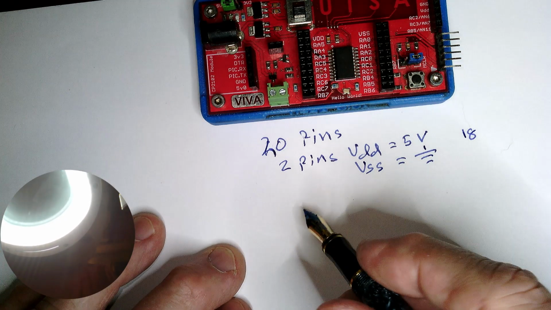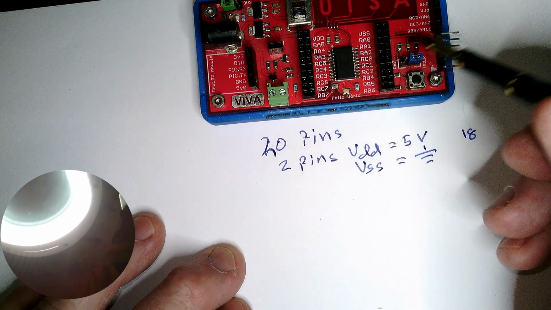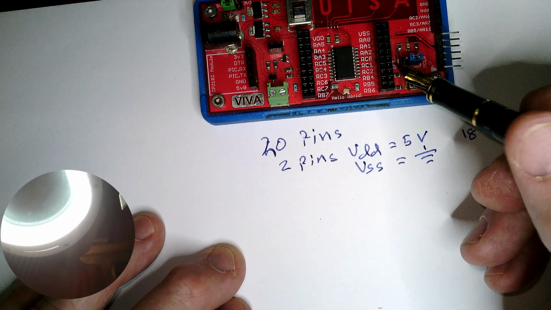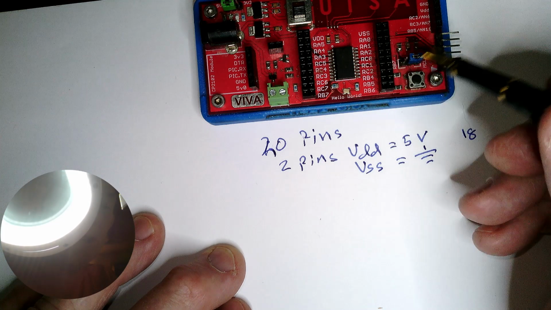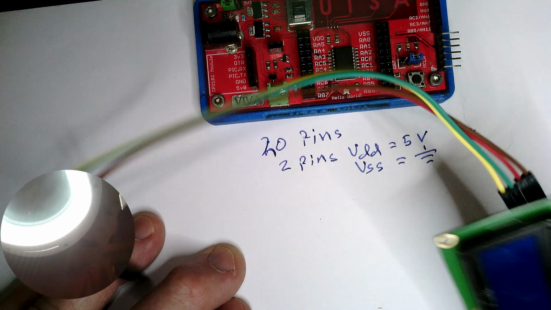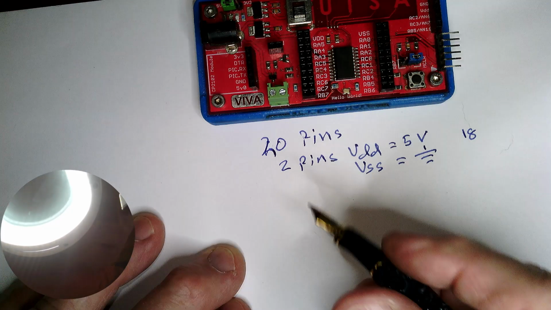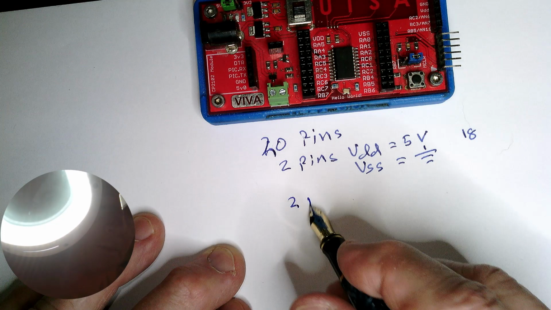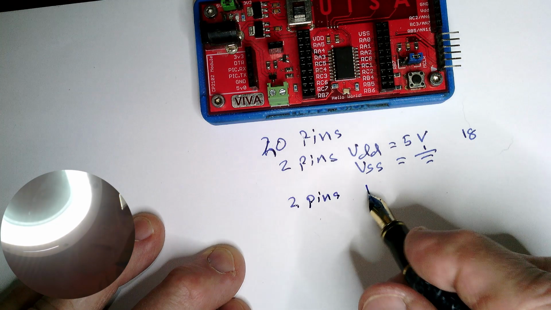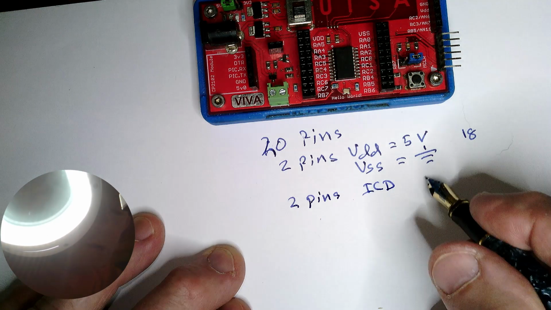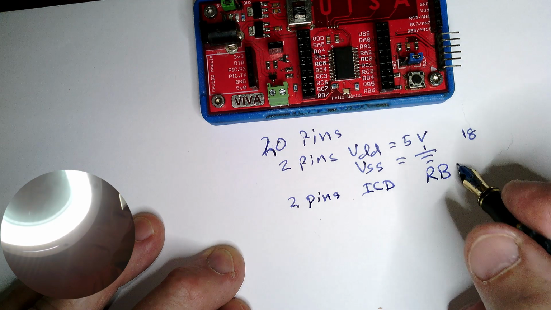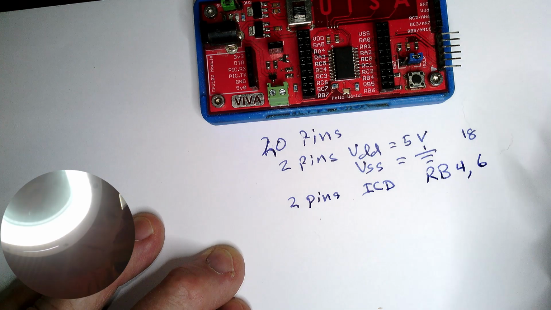Then we want to display which button was pushed. So we have 2 pins we're using to drive the LCD display with an I2C interface. So we have 2 pins for the ICD interface, and it happens that those are RB4 and 6.